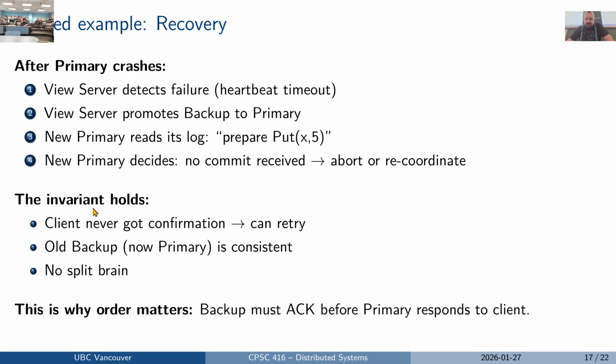So after a primary crashes, what happens in Design Project 1 is that the view server detects the failure, typically with some sort of a heartbeat. You haven't heard from the primary in a while, and the view server doesn't declare that the primary is dead, but the view server will in fact allow the backup to ask to change the configuration to make it the primary. That's the protocol. Did you have a question?